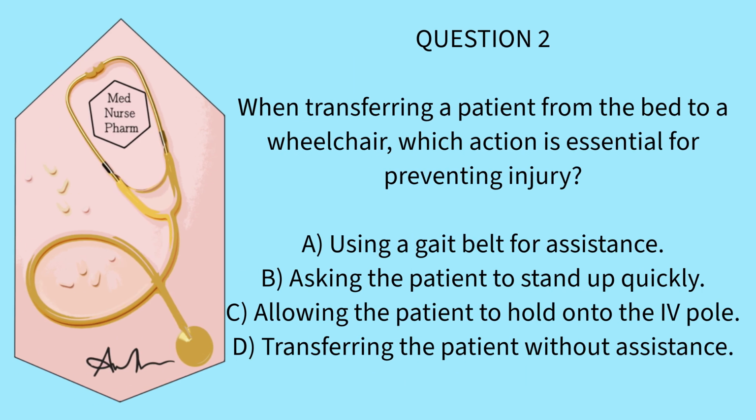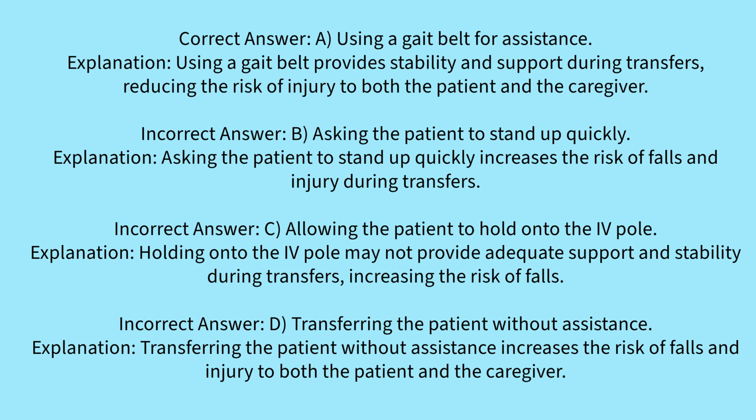Question 2. When transferring a patient from the bed to a wheelchair, which action is essential for preventing injury? Using a gait belt for assistance, asking the patient to stand up quickly, allowing the patient to hold onto the IV pole, transferring the patient without assistance. Pause the video and select your answer. The correct answer is A, using a gait belt for assistance.